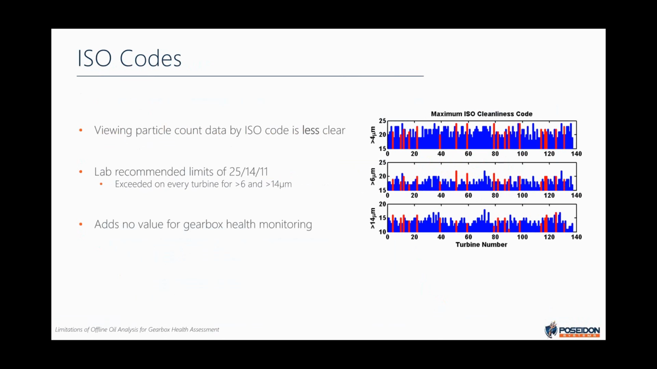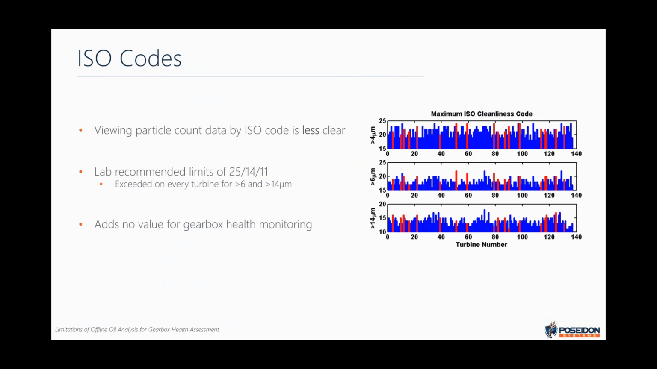So the second way the optical particle data was reported is in ISO cleanliness codes. This actually makes the data less clear and defined. The three codes represent the three bin numbers corresponding to the number of particles per milliliter larger than 4 microns, larger than 6 microns, and larger than 14 microns. The oil analysis lab recommends limits for these three bins as bin 25, bin 14, and bin 11.